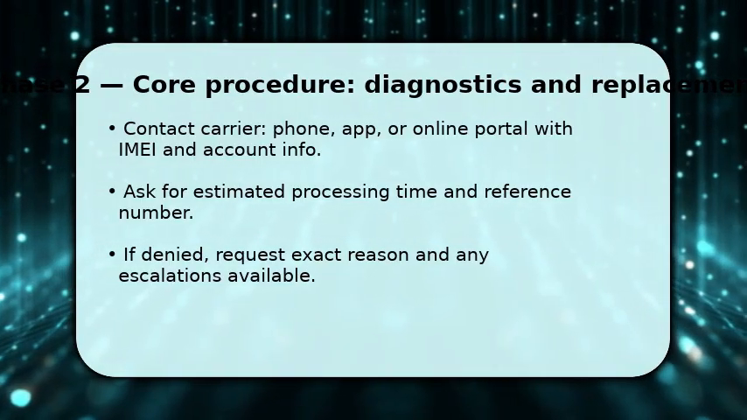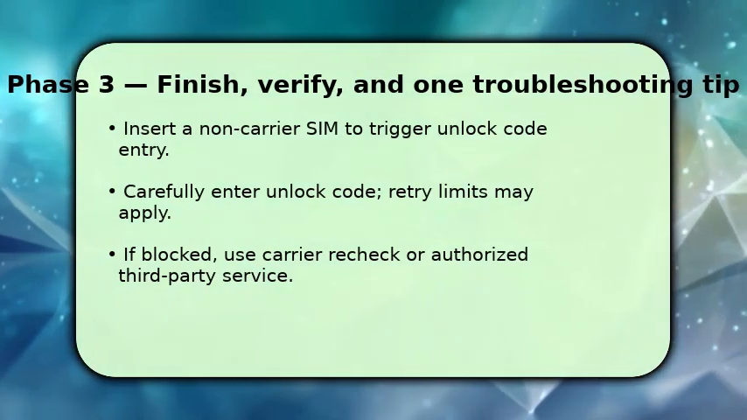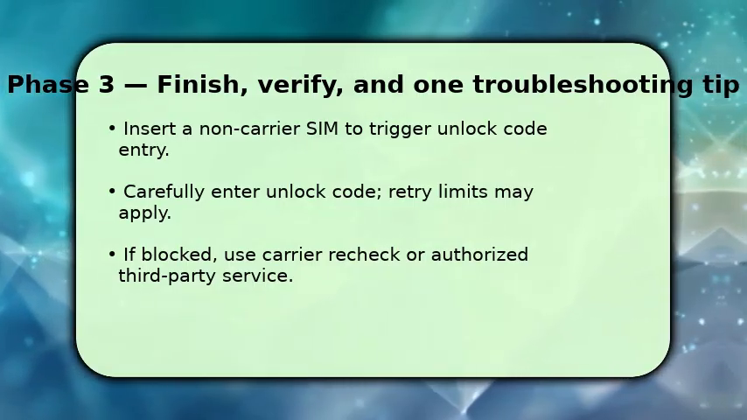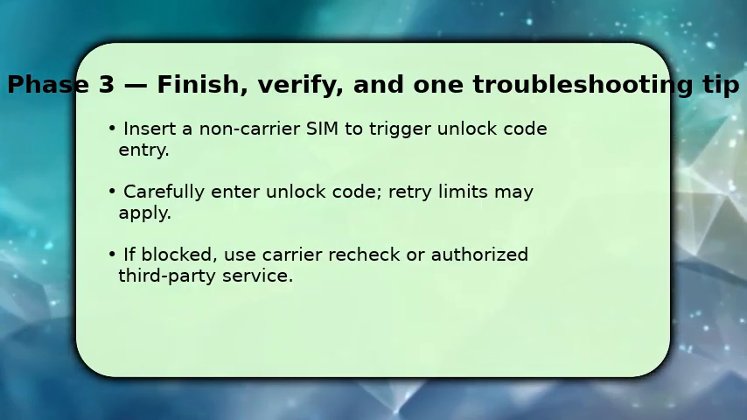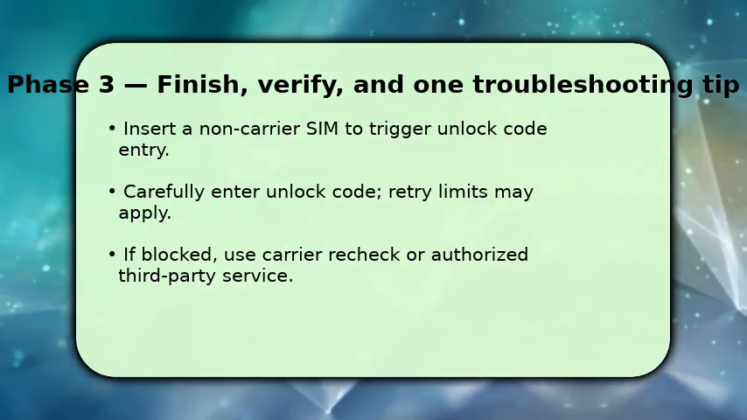Finally, power off the phone, insert a different carrier's SIM, and power back on to prompt the unlock code entry. Carefully type the code exactly as provided. Some devices allow limited retries, so avoid guessing. Once accepted, test calls, cellular data, and MMS to confirm full network access.